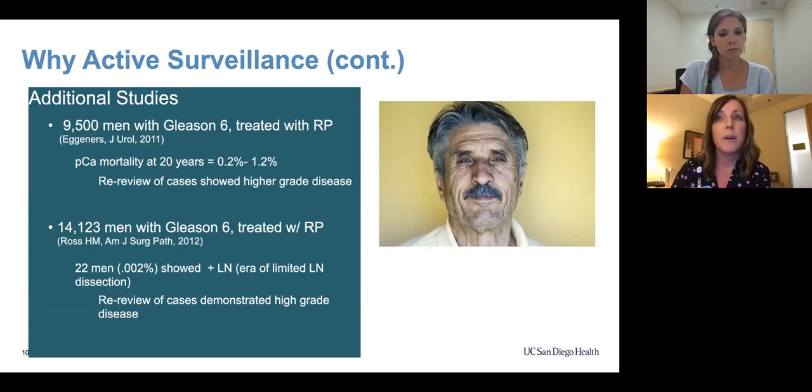Another study by Ross, published in 2012 in the American Journal of Surgical Pathology, looked at 14,123 men with Gleason 6 who also were treated with radical prostatectomy. 0.002% of men had evidence of cancer in the lymph nodes. Again, re-review demonstrated higher grade disease. So these 2 large volume, well-respected studies provide evidence and support that Gleason 6 prostate cancer, when confirmed, tends to remain indolent and therefore is safe to monitor, thereby avoiding overtreatment.